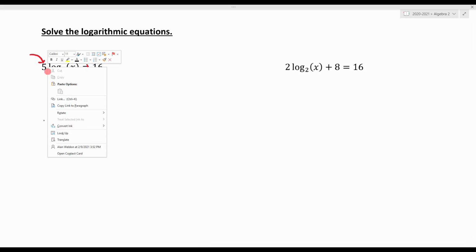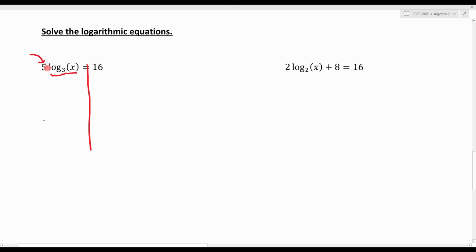Since this is multiplication, they don't write the multiplication symbol here, but when we have two things right next to each other, we generally assume that it's multiplication. So to move this 5 over, I'm going to divide both sides by 5. Just like that. And then the 5's will cancel, giving me log base 3 of x equals 16 over 5. Now, leave your fraction alone. Do not put this into the calculator and get a decimal, because in the next step we're just going to turn this into an exponent using our definition of a logarithm.